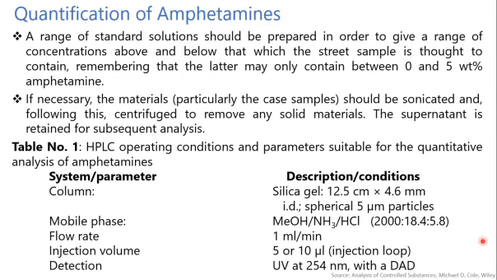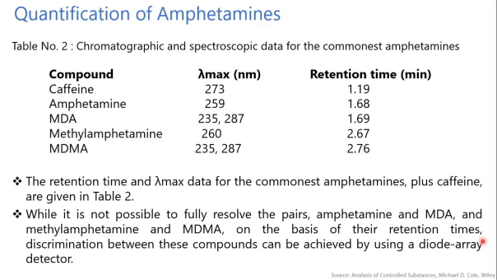The next one is the flow rate, which is about 1 ml per minute. The injection volume is about 5 to 10 microliter. And for detection, UV at 254 nanometer with a diode array detector is used for the analysis.